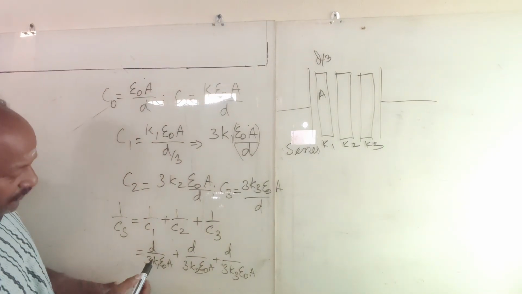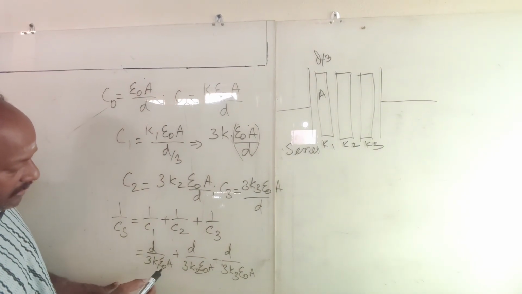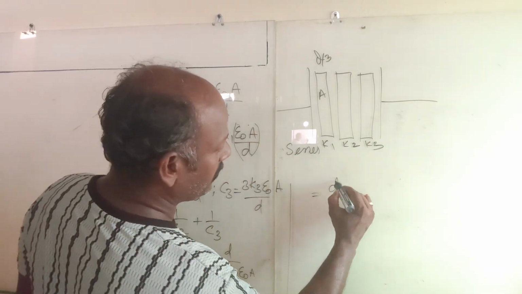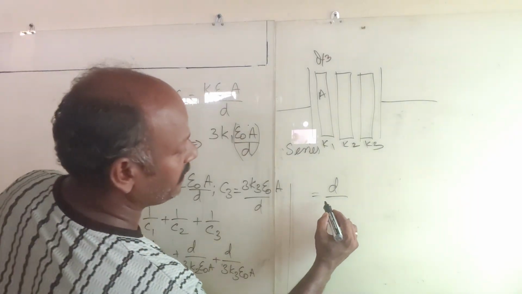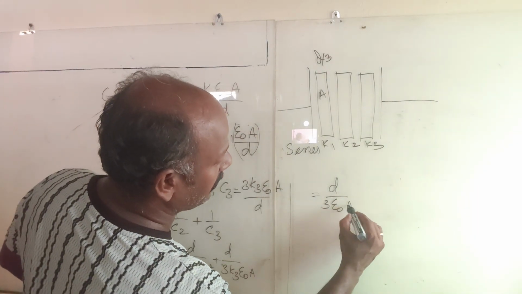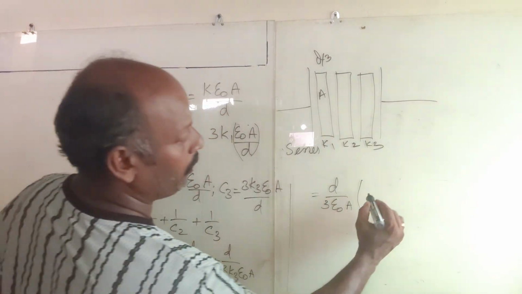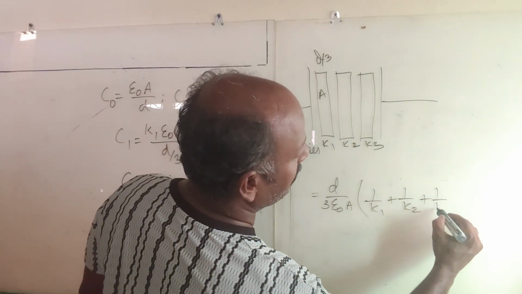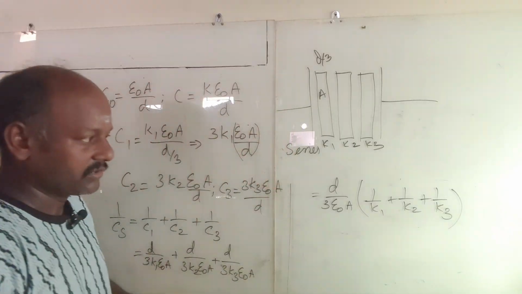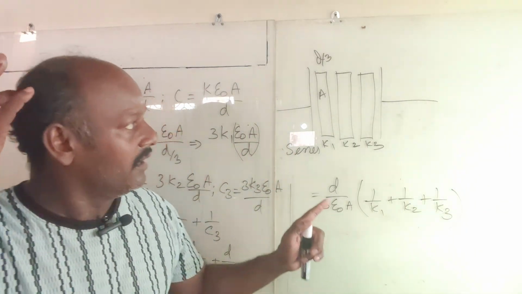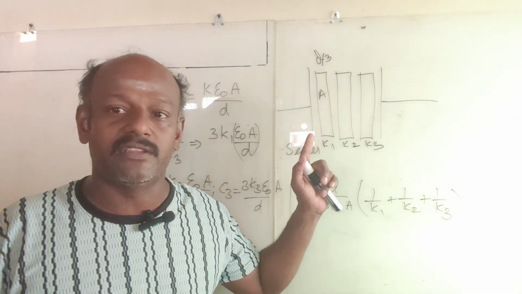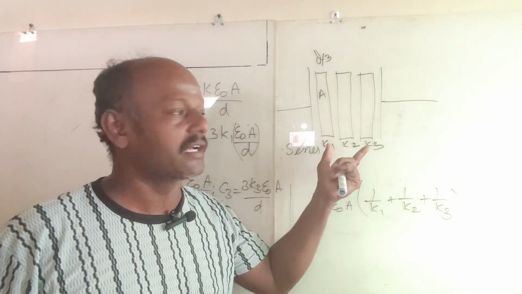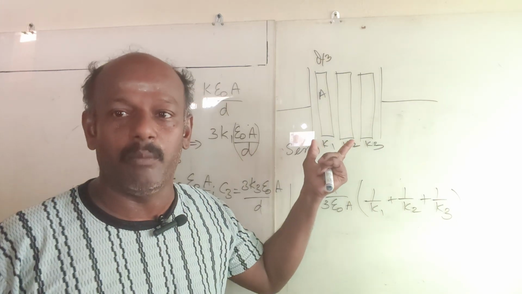In this term, if I take D divided by 3 epsilon naught A as a common term, I get D divided by 3 epsilon naught A into 1 by K1 plus 1 by K2 plus 1 by K3. This is the answer when capacitors with three different dielectrics are inserted in this condition, which is treated as a series combination.